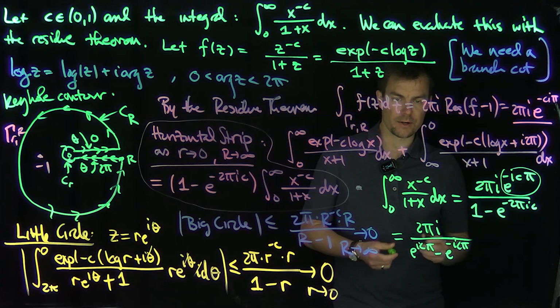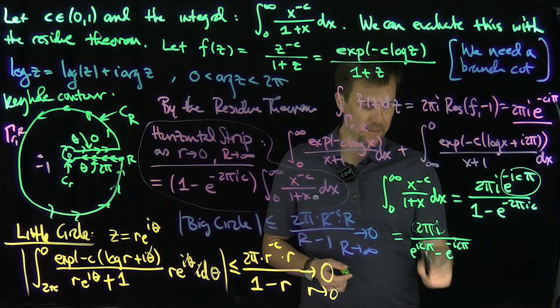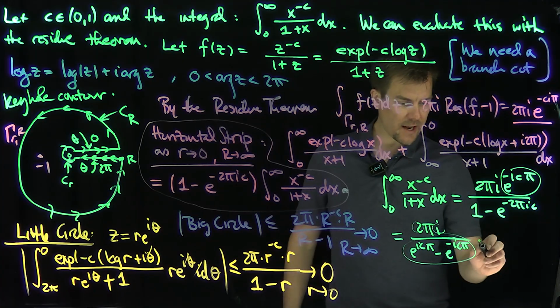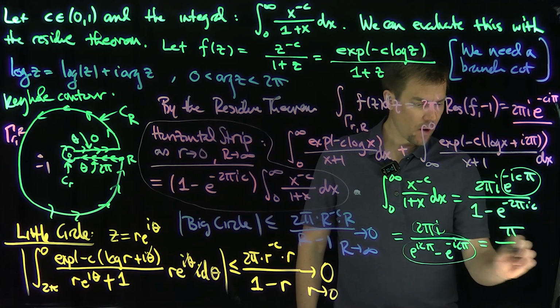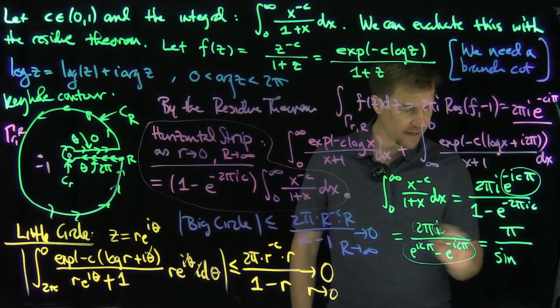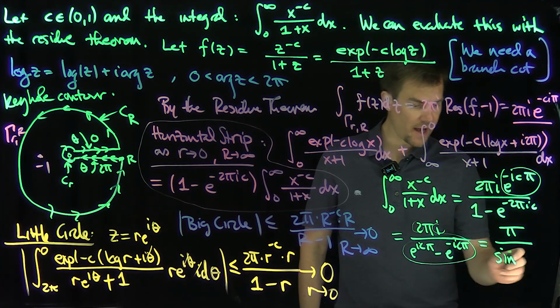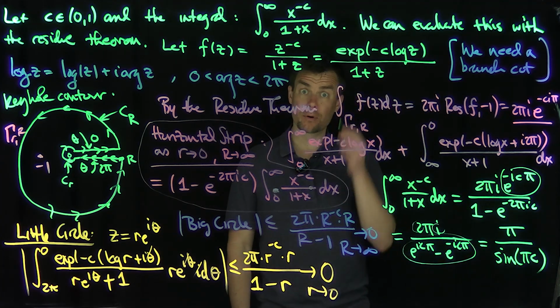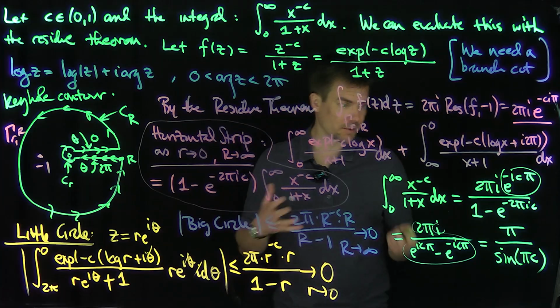And what does that look like over there? So I have a 2 and an i, and this is the difference. That looks like sine, but just upside down. So this is exactly equal to pi over the sine of pi times c over here. Beautiful, okay?